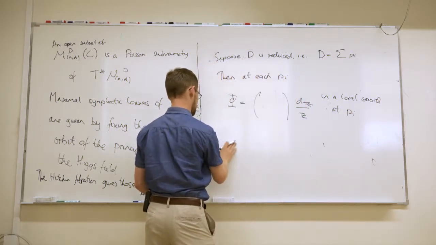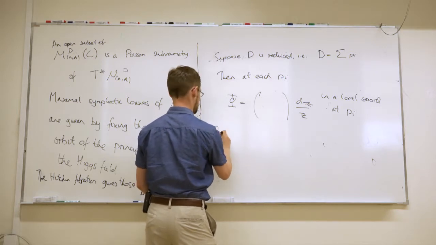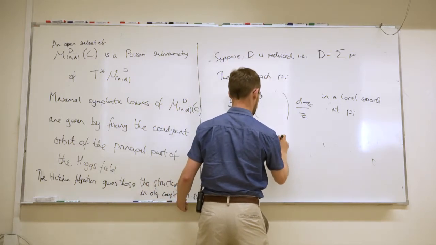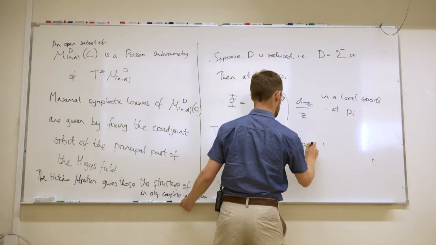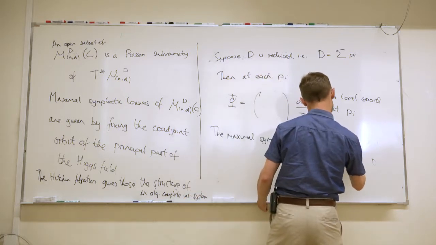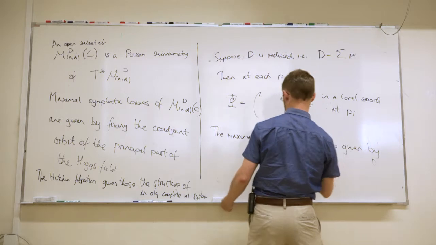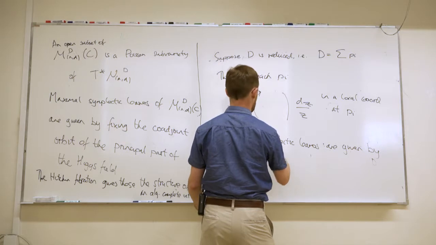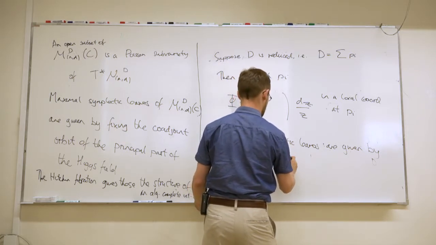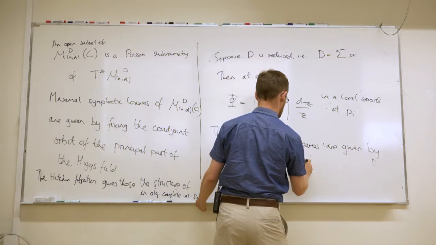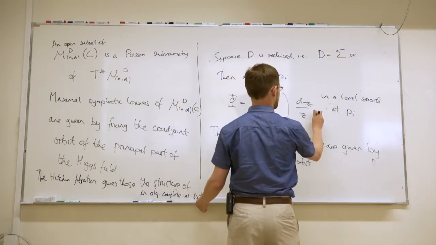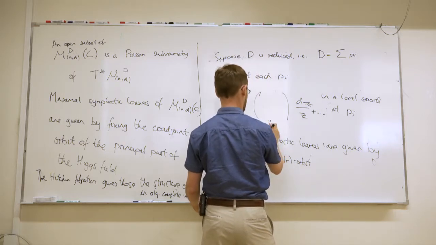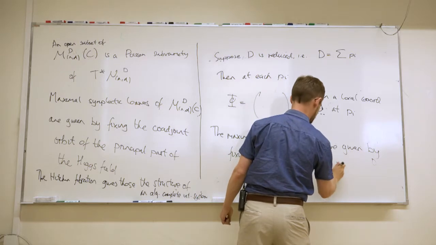And then the maximal symplectic leaves are given by fixing the GL_r orbit of, so let's call this A of A.